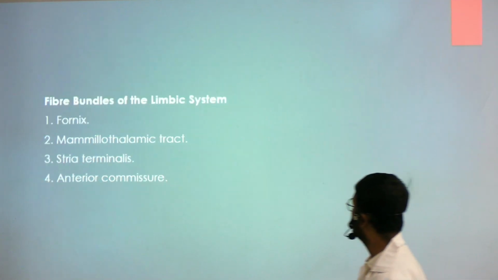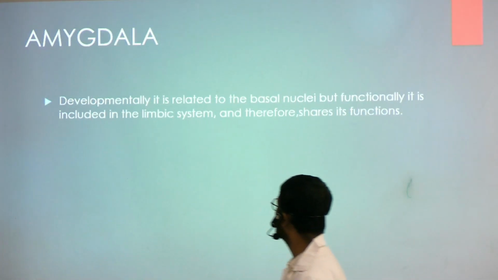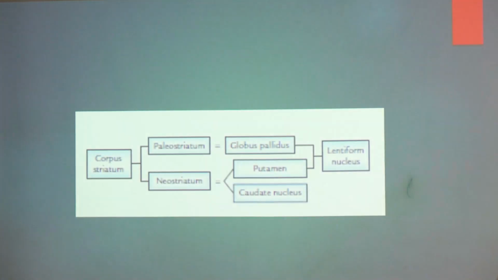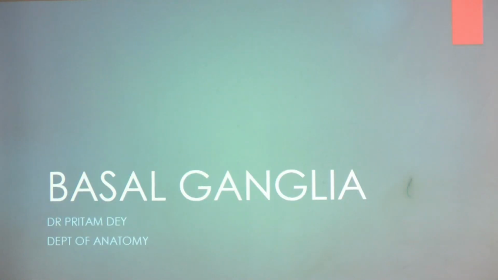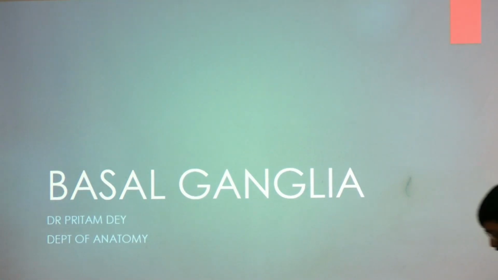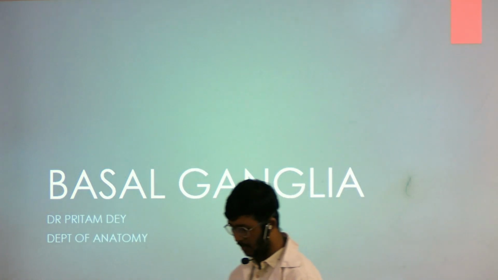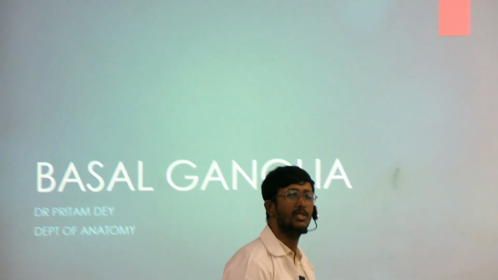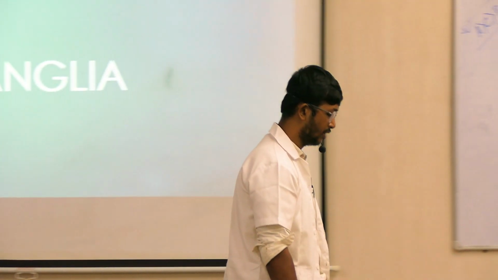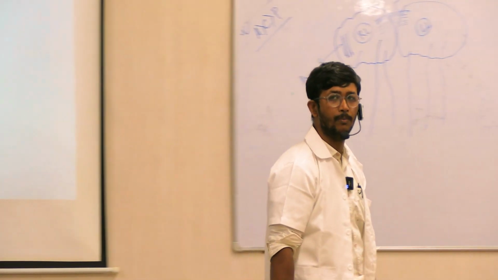So this much from your basal nuclei, basal ganglia and your limbic system. Just go through them once in your book and you will be sorted for your exam part. But I haven't seen any questions coming from this topic in your exam, but you never know.